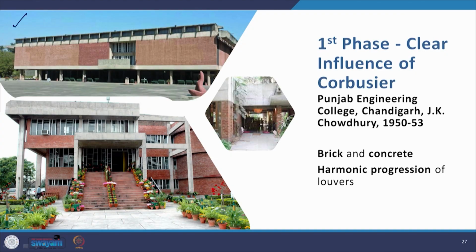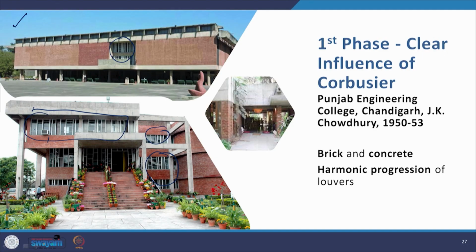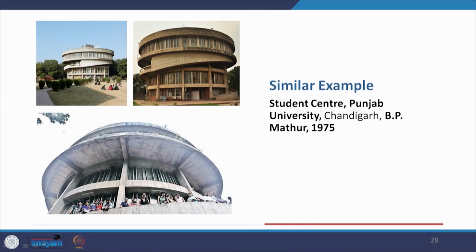Now, there is also the harmonic progression of louvers, and you can study this when you study the Modulor, the modular scale of Corbusier, on your own. Along with that you can study the idea of harmonic progression of louvers, and you see that appearing in J.K. Chaudhary's building also. So, not only is it exposed brick and concrete, there is also the harmonic progression of louvers. As you can see, all the louvers are not equidistant from each other. Then a similar example you can see in a circular building by B.P. Mathur in 1975, the Student Center in Punjab University. This also has this harmonic progression of louvers, and it is a building in béton brut, in rough cast concrete.